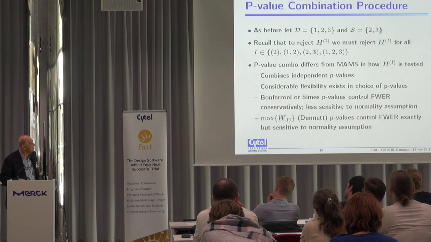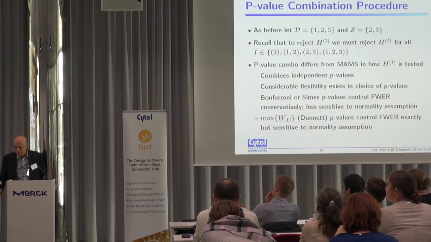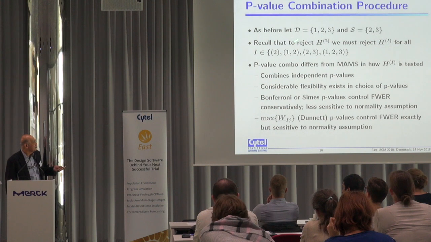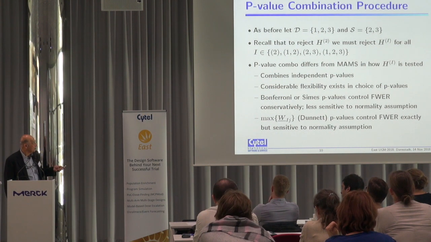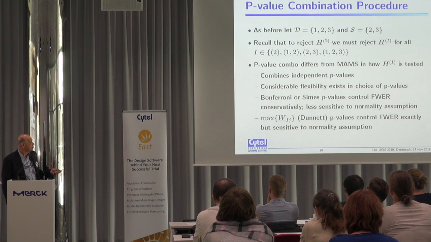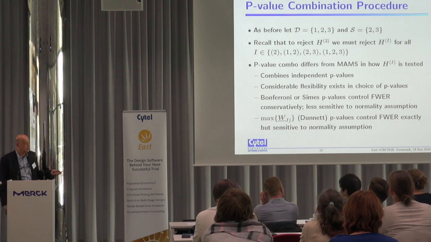Now the combination p-value method is much simpler. You only have to worry about closed testing. You don't preserve the conditional type 1 error. And what you do, again, let's recall that there are 3 active doses, and 2 of them are going forward, and then I is all possible intersections. If you want to test H2, then you want to test it by itself, with dose 1, with dose 3, and with doses 1, 2, and 3.